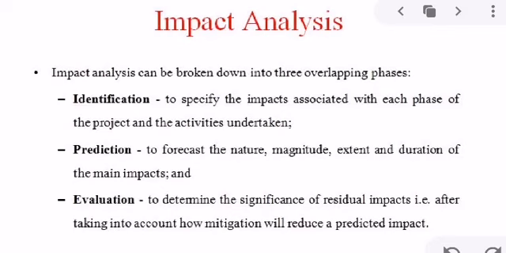So, impact analysis can be broken down into three overlapping phases. The first one is identification, that is, identifying more specifically the impacts to be investigated in detail. And then prediction, predicting the characteristics of main impacts. And evaluation, evaluating the significance of residual impacts that cannot be mitigated. So these are the three phases in impact analysis.